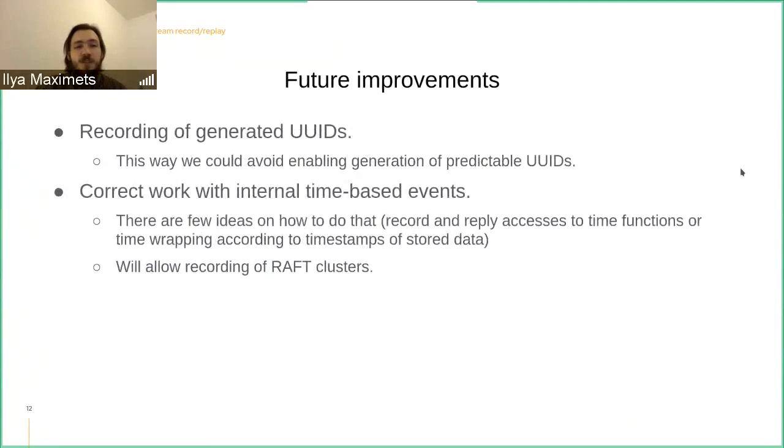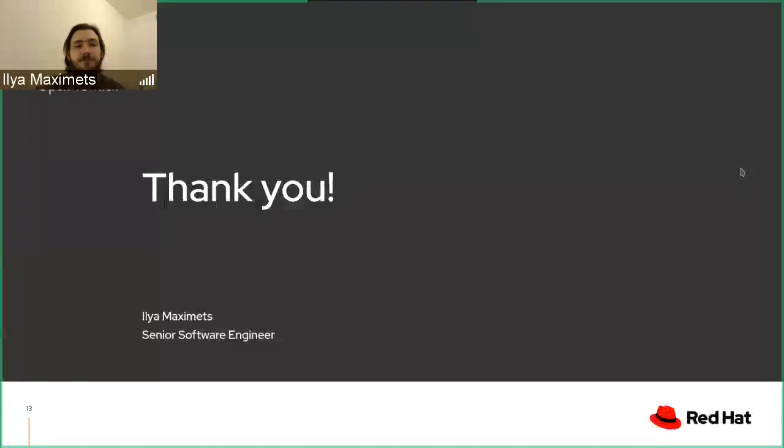For future improvements, it's just an elimination of existing limitations. It's a recording of generated UUIDs, so we could return randomness, and correct work with internal time-based events to allow recording of raft clusters. Thank you.